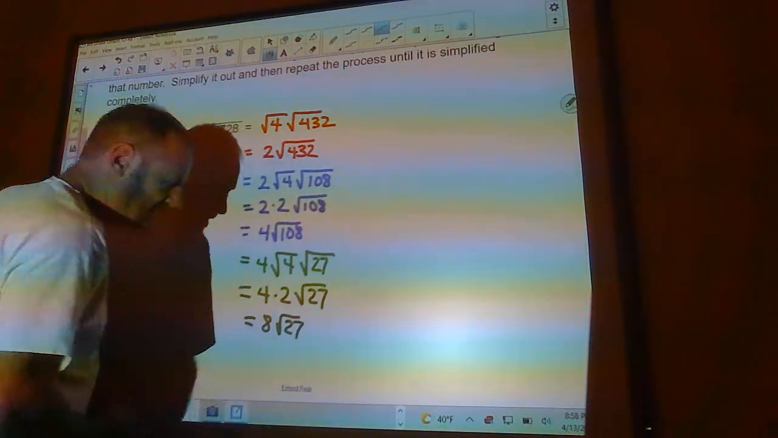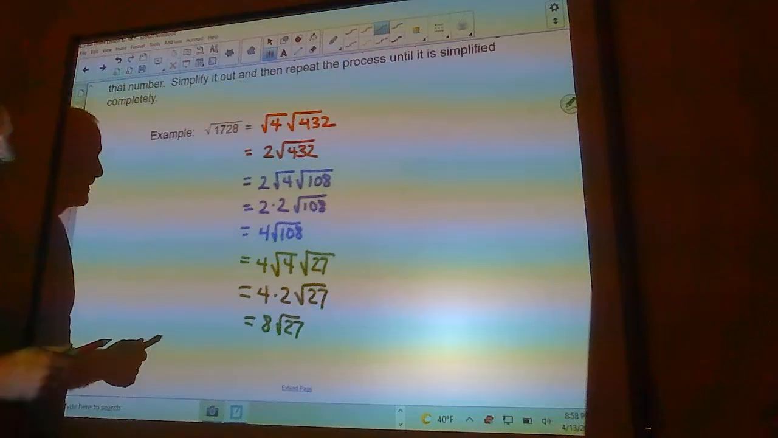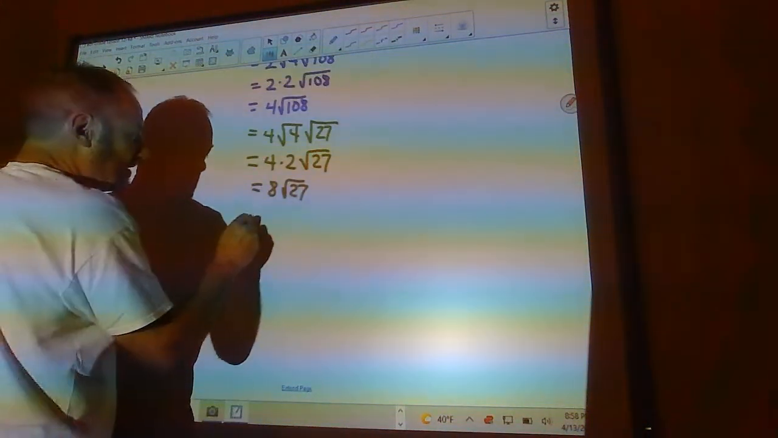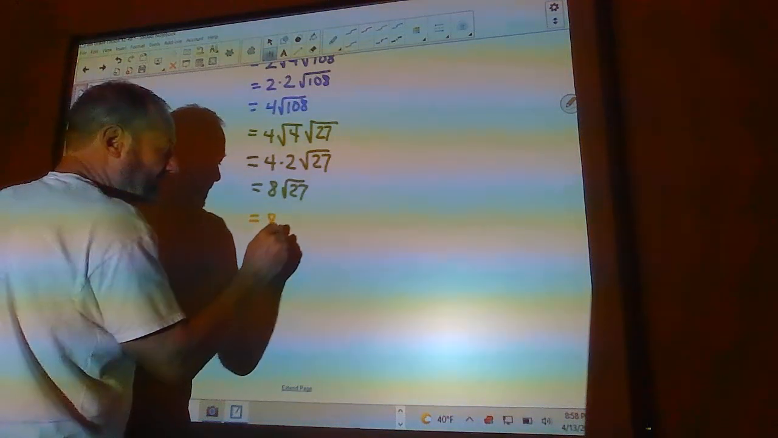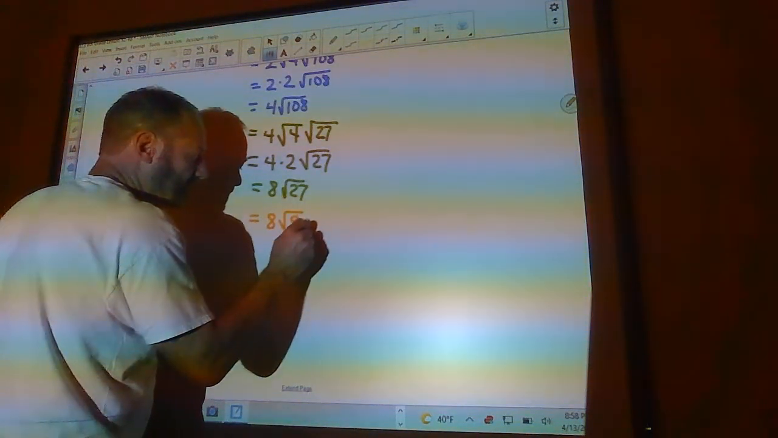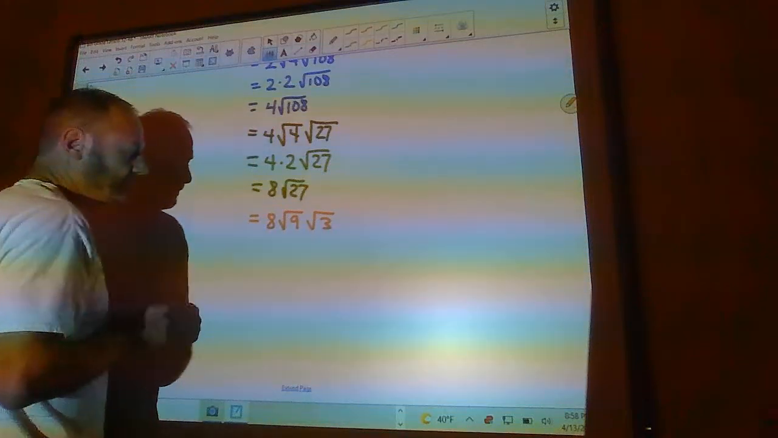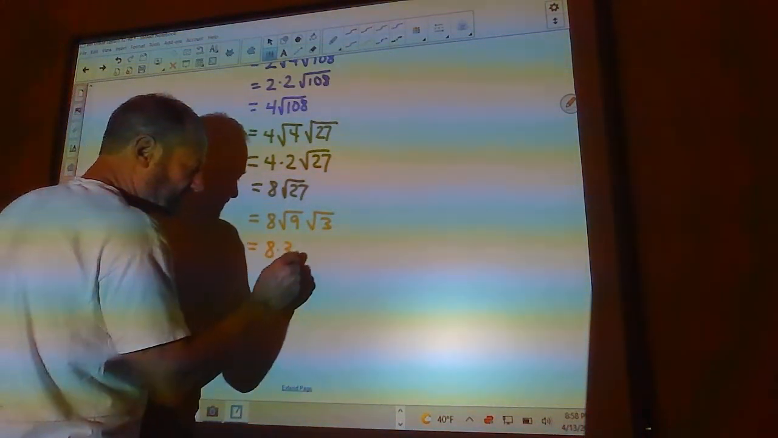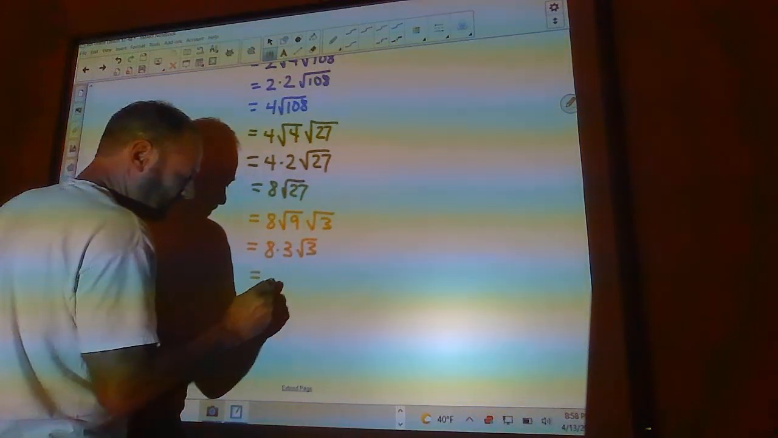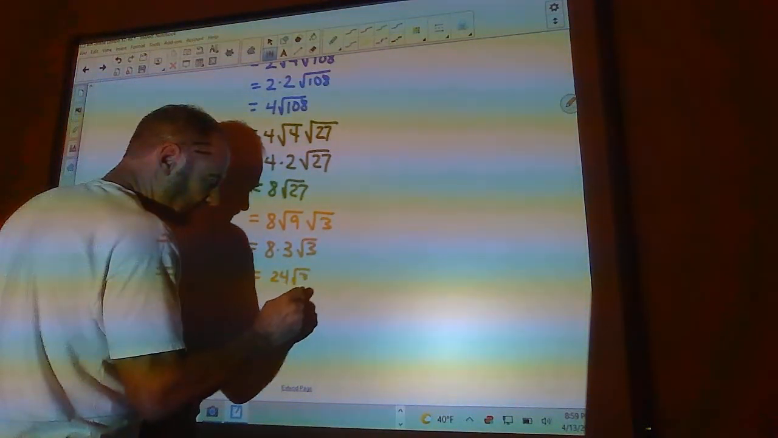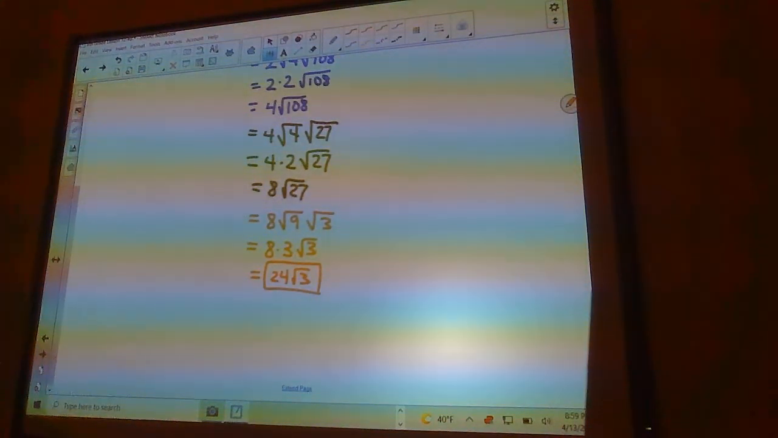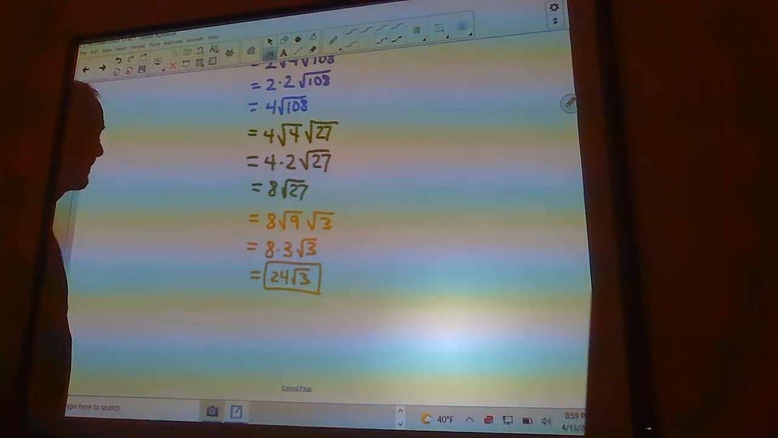root of 27. But wait, there's a perfect square that goes into 27, and that would be 9. So this is 8 square root of 9 times the square root of 3. Well, the square root of 9 is 3, so this is 8 times 3 times the square root of 3, which is 24 square root of 3. I can't find a perfect square that goes into 3 except for 1, and that doesn't help me, so that's as far as I go.